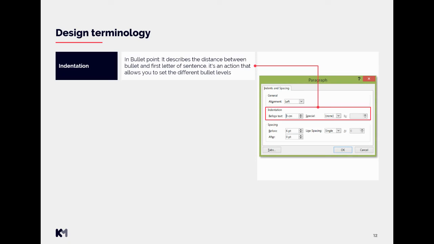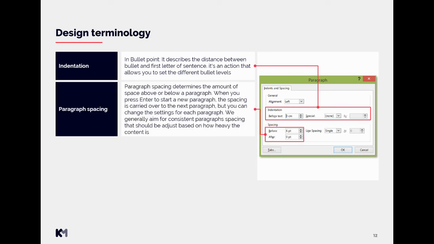Indentation in a bullet point describes the distance between the bullet and the first letter of the sentence. It is an action that allows you to set the different bullet levels. Paragraph spacing determines the amount of space above or below a paragraph. When you press enter to start a new paragraph, the spacing is carried over to the next paragraph with the same setting. But you can change the settings for each paragraph. We generally aim for a consistent paragraph spacing that should be adjusted based on how heavy the content is.